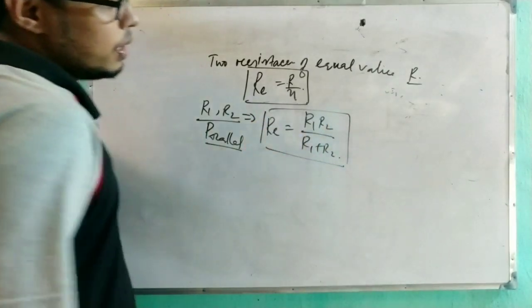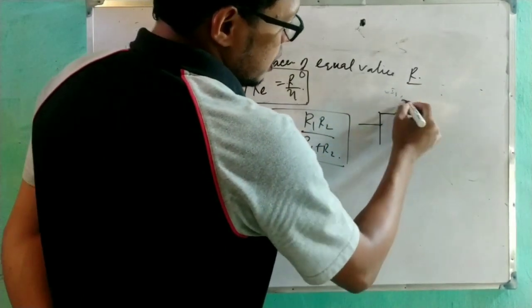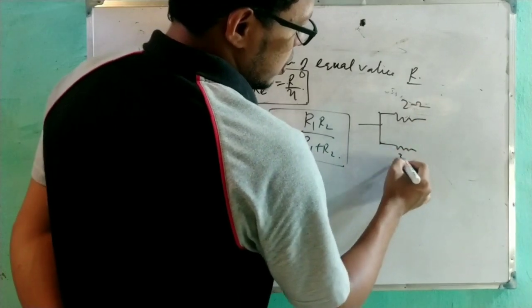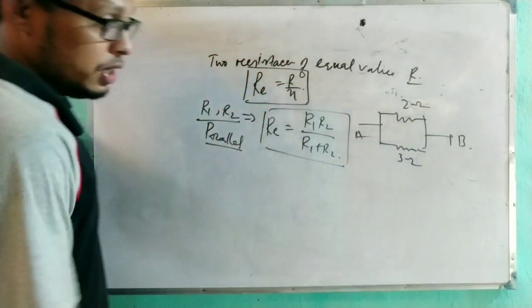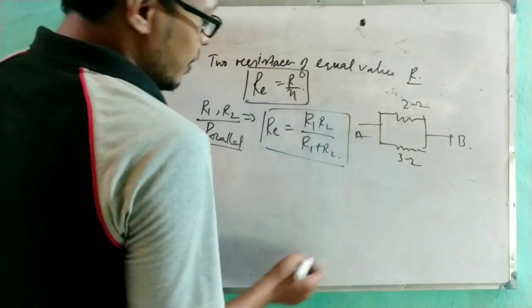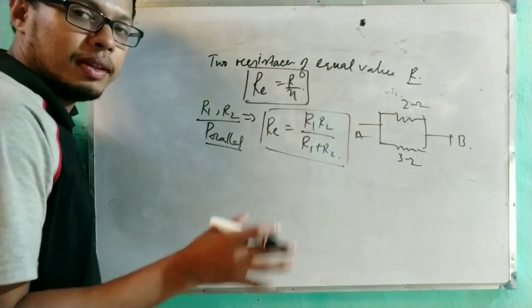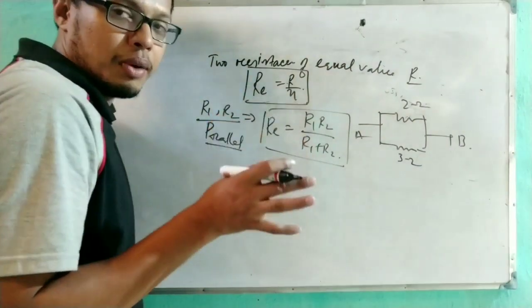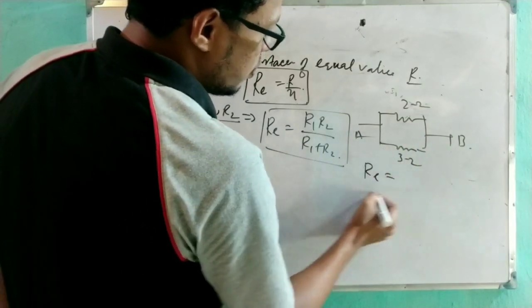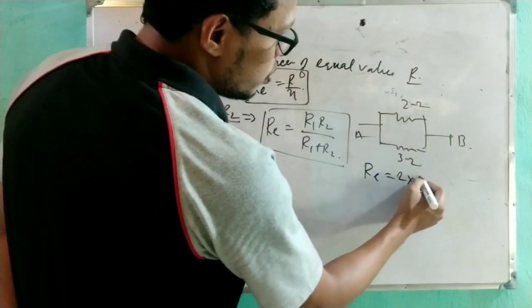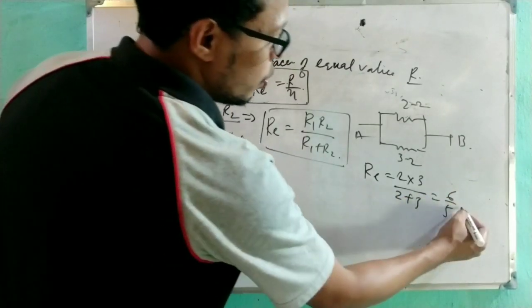Okay. See, one very easy problem I am taking. Suppose this is 2 ohm, this is 3 ohm. What is the equivalent resistance between A and B? So what will you apply? When more than 2 are given, then you will apply 1 by R equals 1 by R1 plus 1 by R2 plus 1 by R3. Here 2 are given, so you apply RE equals R1 R2, meaning 2 into 3 divided by 2 plus 3. This will be 6 by 5 ohm.